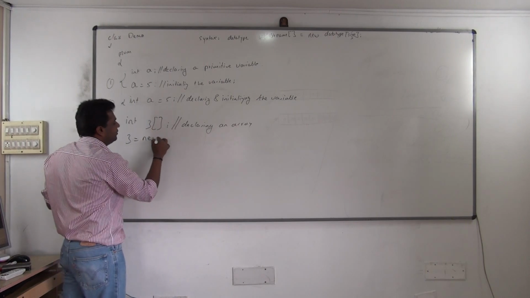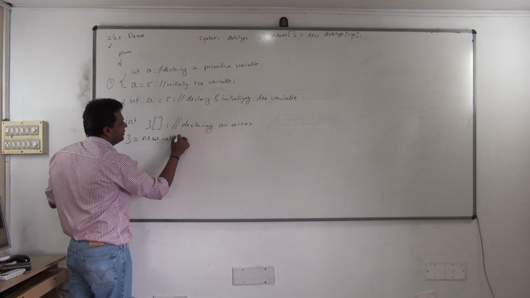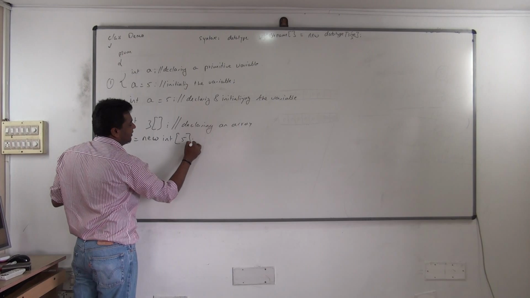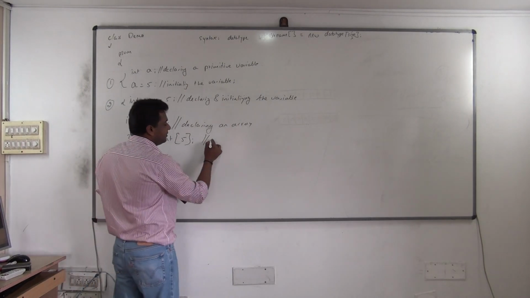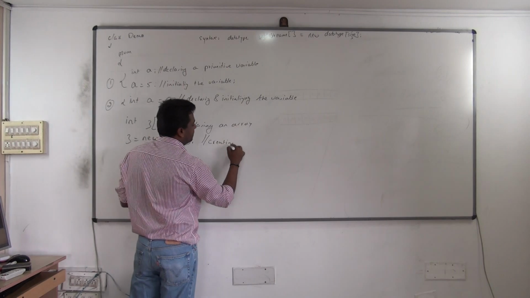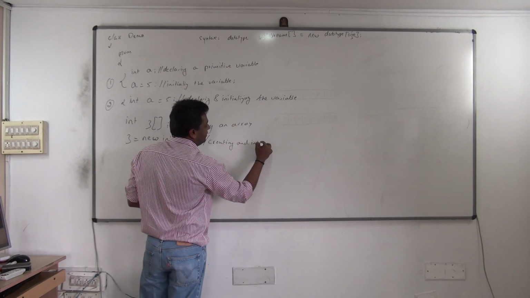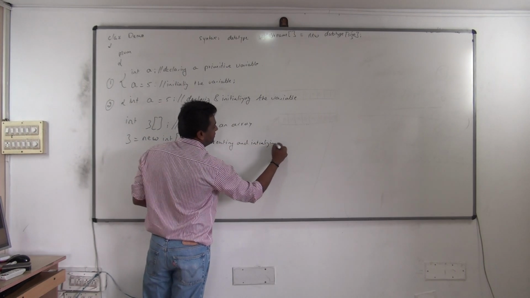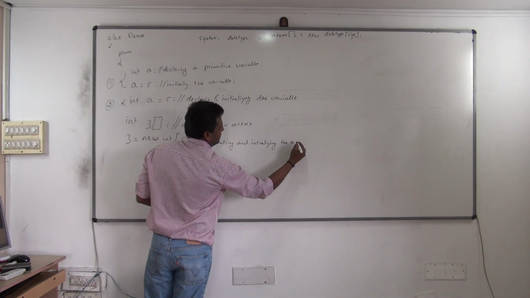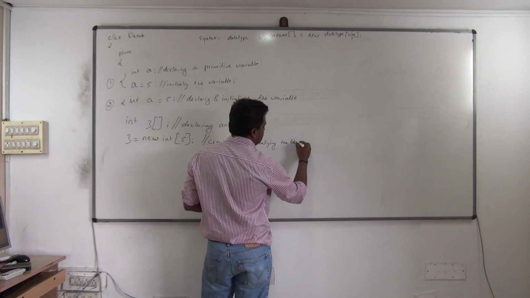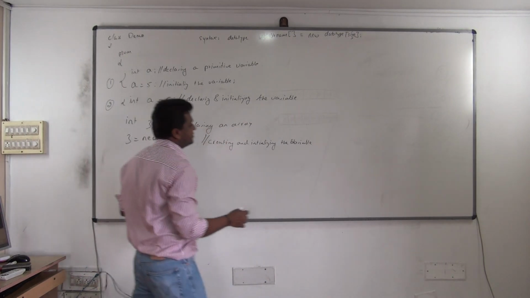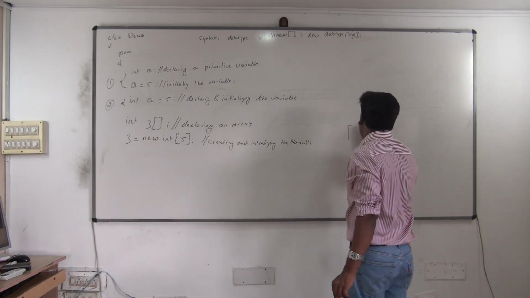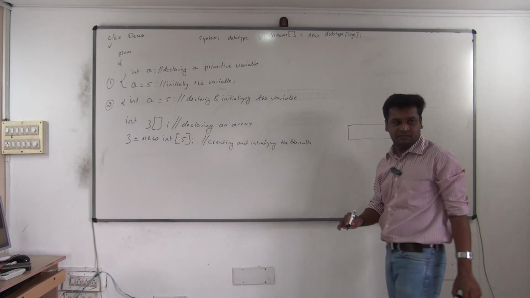Z is equal to new. You have to use the new keyword. New int of 5. So this is nothing but creating an array, and initializing the variable. See, only the array has been created. What has exactly happened here is, one array has been created and memory has been allocated.